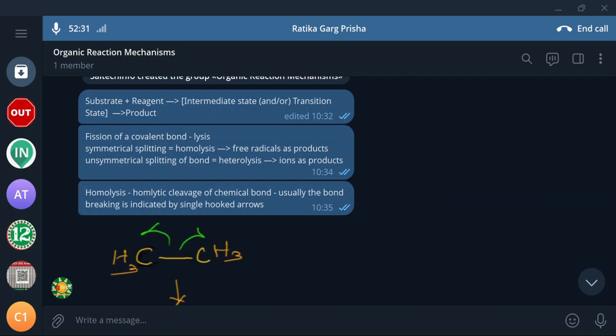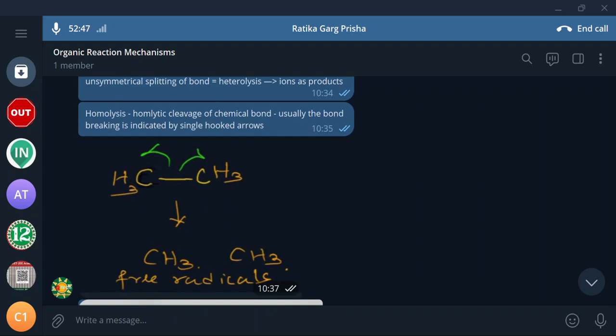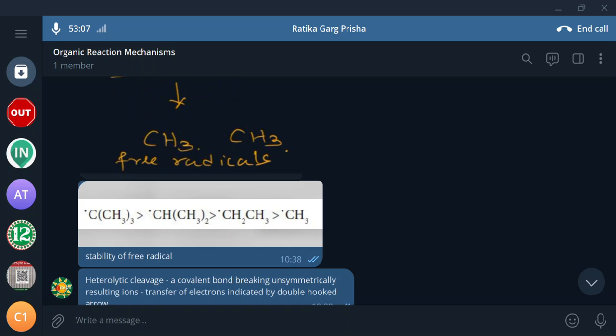Which are the products of heterolysis? Ions are the products of heterolysis. What are the products of homolysis? Free radicals are the products of homolysis. And define free radical. Free radicals are basically compounds which are energized, an atom with an odd electron or a group of atoms with an odd electron. They are indicated by a dot.